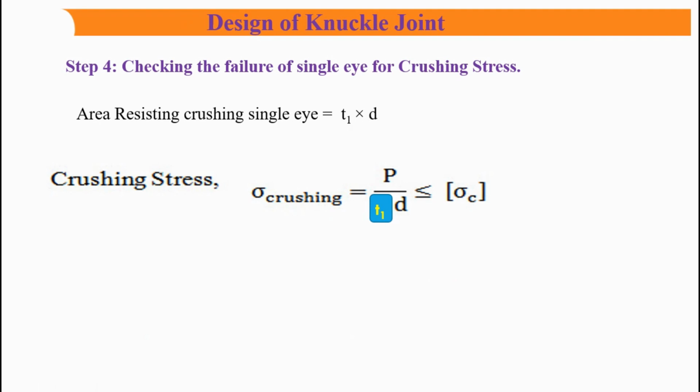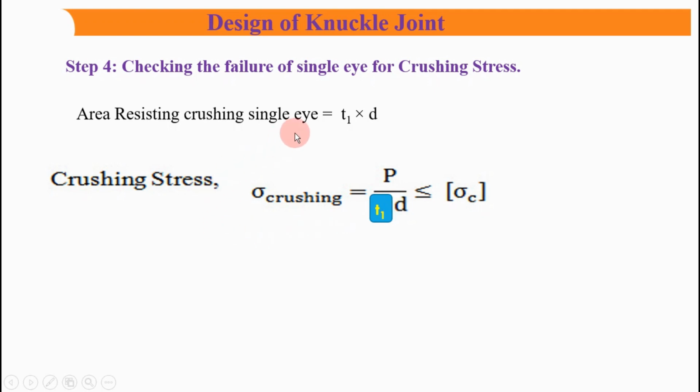Now, as I have told you, we need to check all the components of the knuckle joint for tensile, crushing and shear failure. We have checked the single eye for tension. Now step number 4 tells us checking the failure of the single eye for crushing stress. So what is the area resisting crushing in the single eye? T1 into D. Now crushing stress, sigma crushing, is equal to P divided by T1 into D.